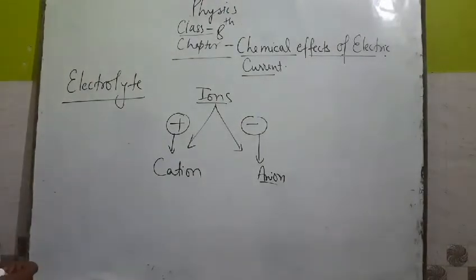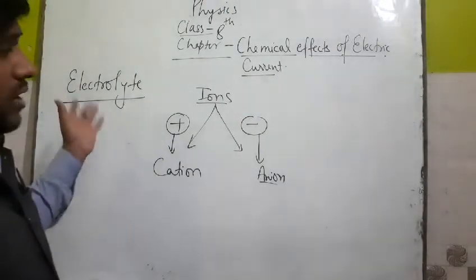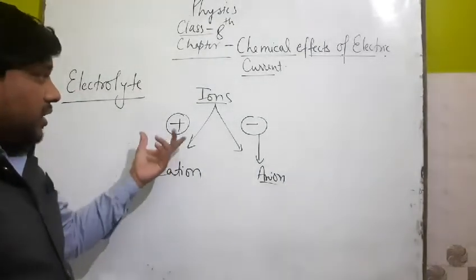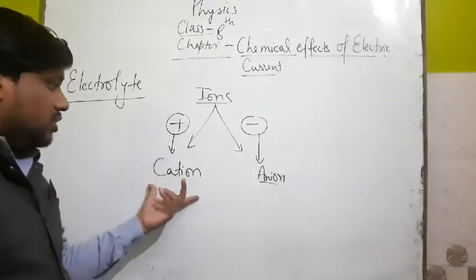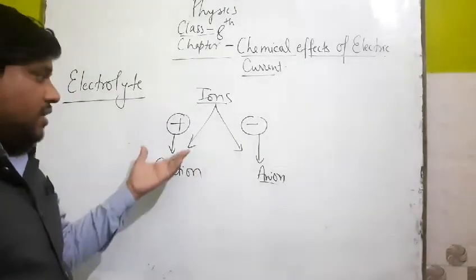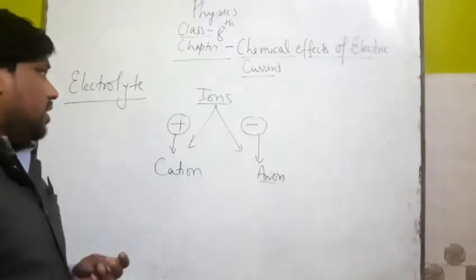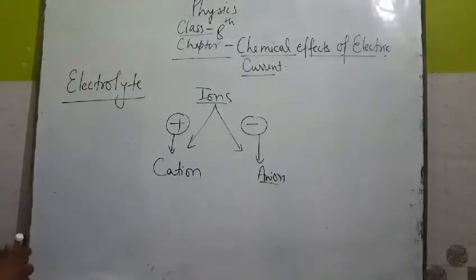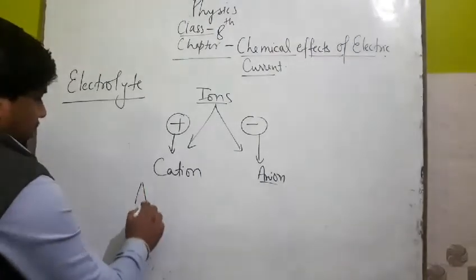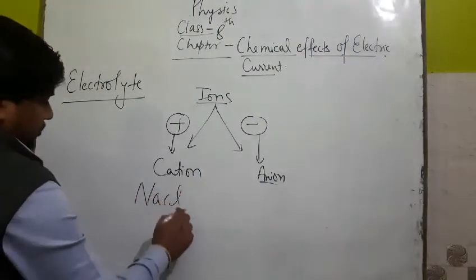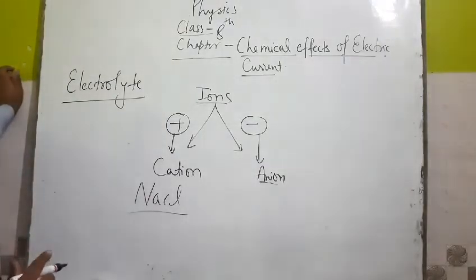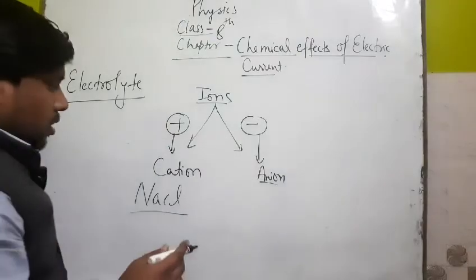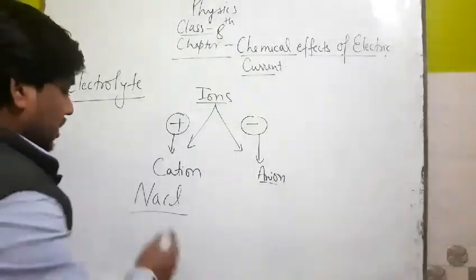Means when any substance dissolves in water, then during dissolution it generates two ions, cation and anion. Then it is known as electrolyte. Suppose we are taking some examples. You know NaCl. This is sodium chloride, or simply table salt. Table salt is the common salt you use at home, that is NaCl.